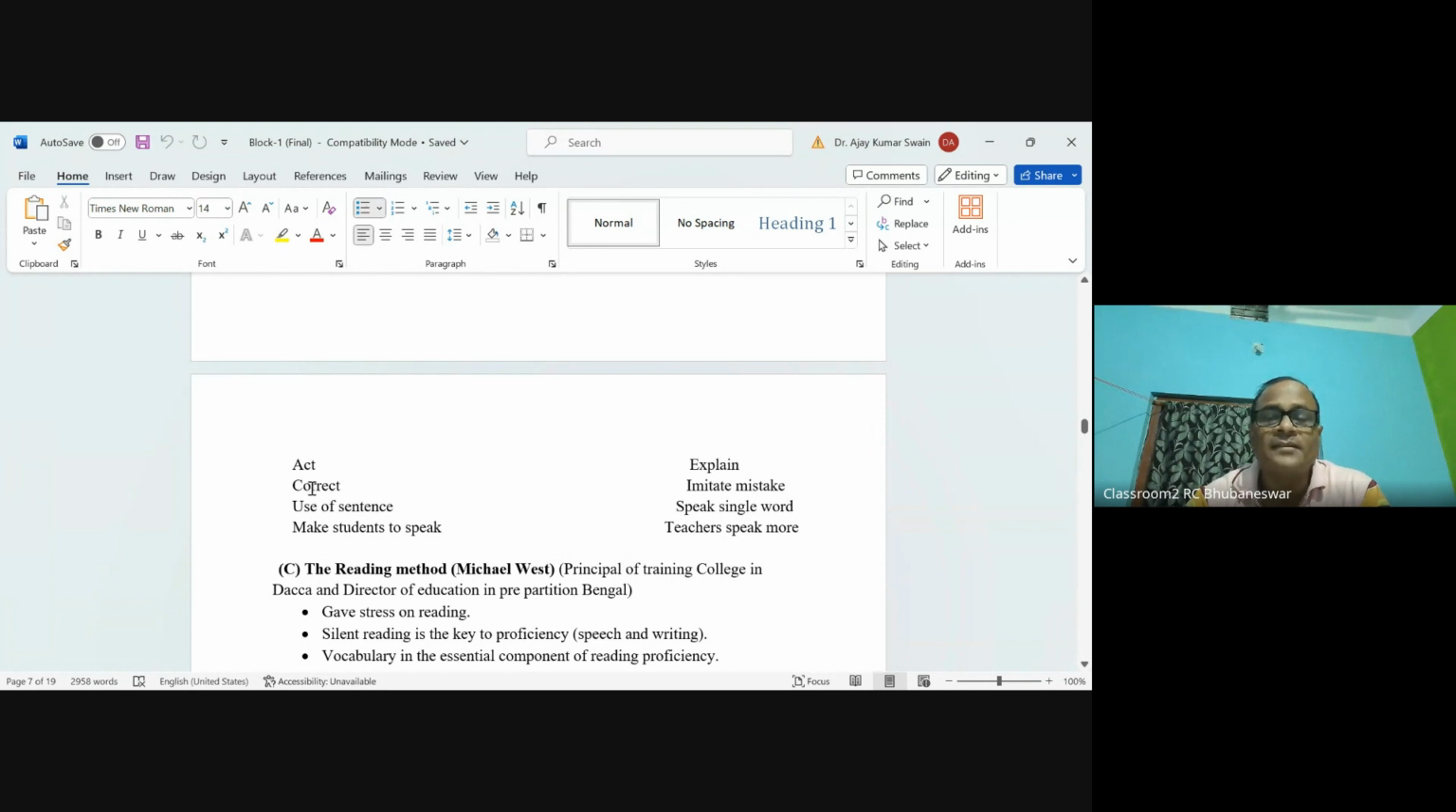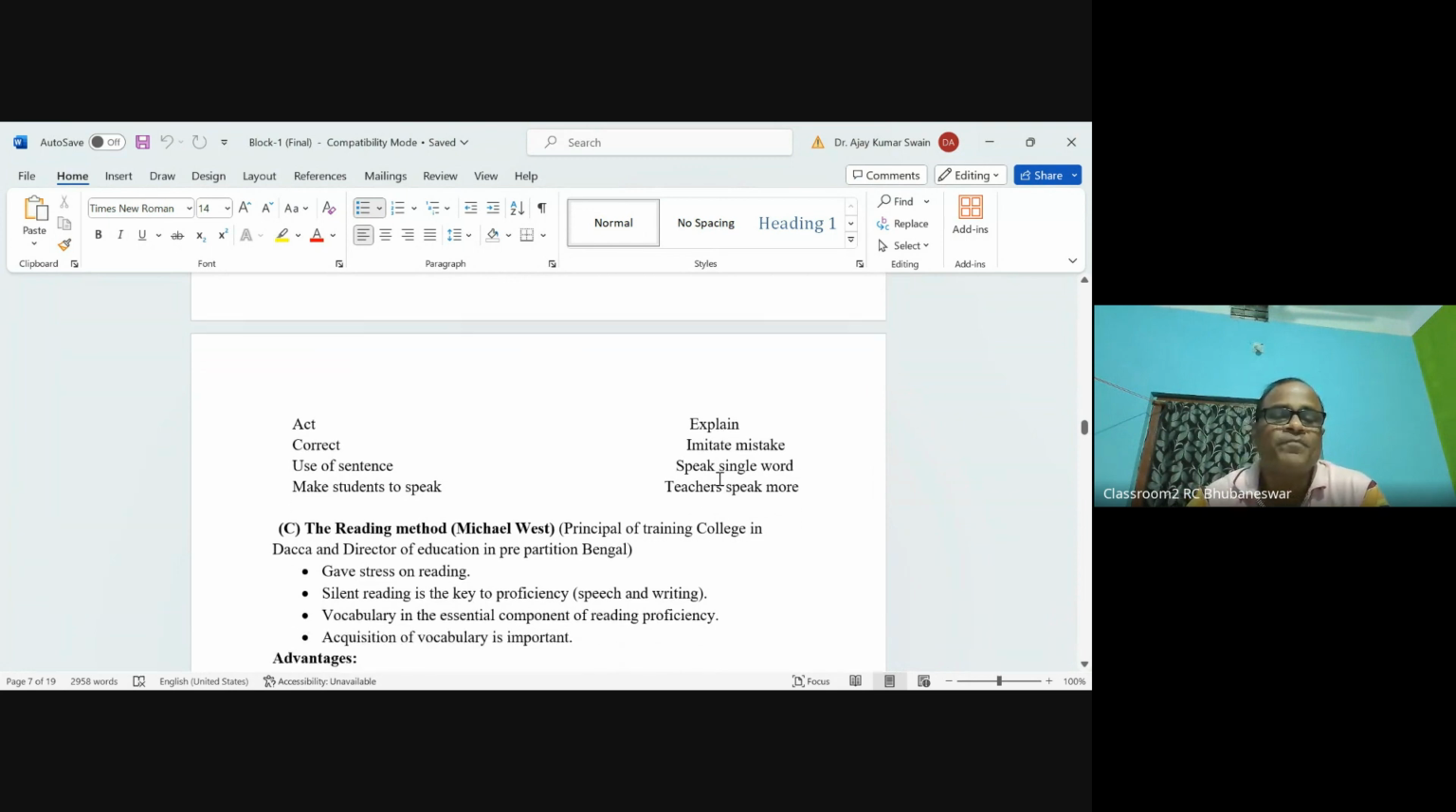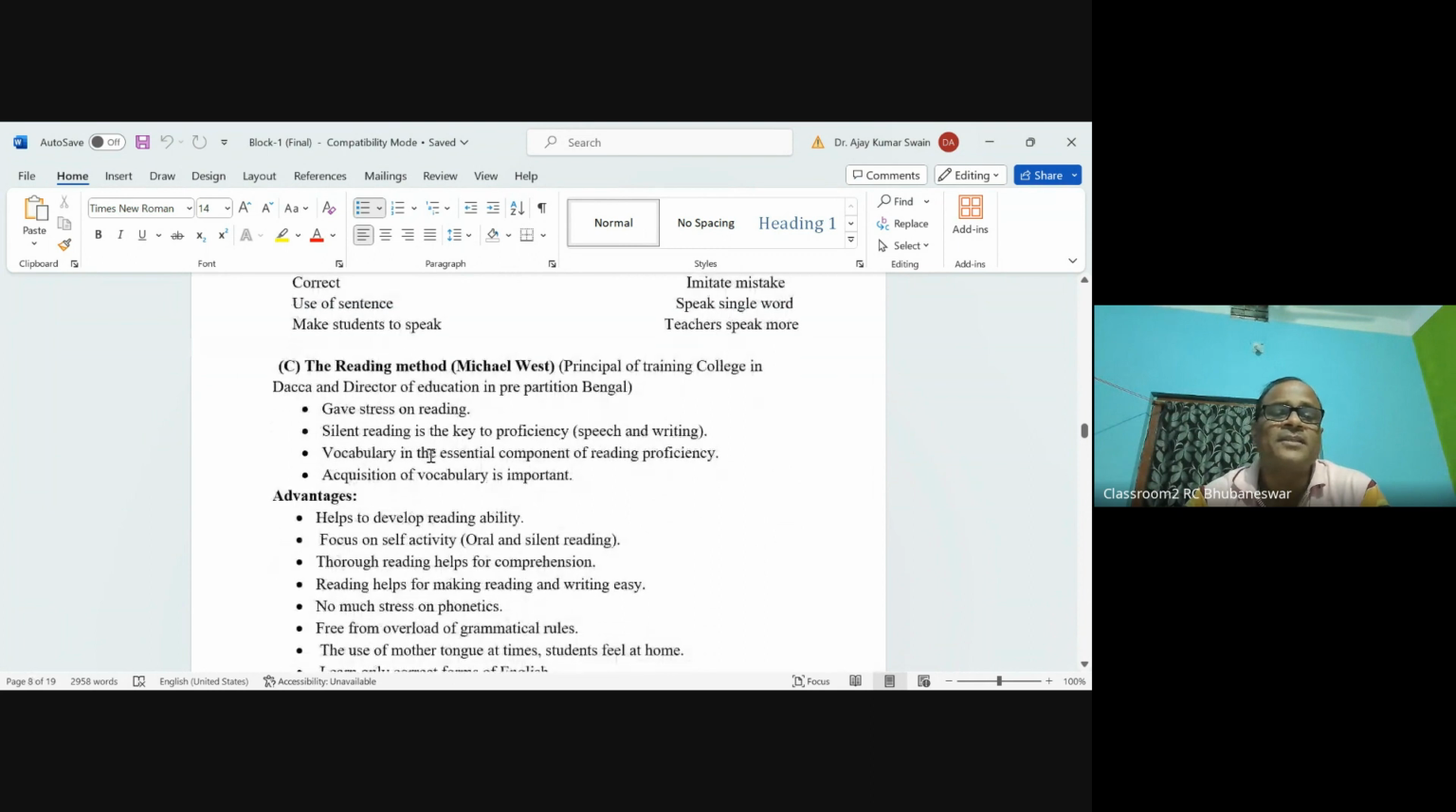This is correct, it is imitate mistake, it is use of sentence, speak singly word, make students to speak, teachers speak more. Indirect method is related to learner-centered approach. Translation method is related to teacher-centered approach. Okay. Another method is the reading method.